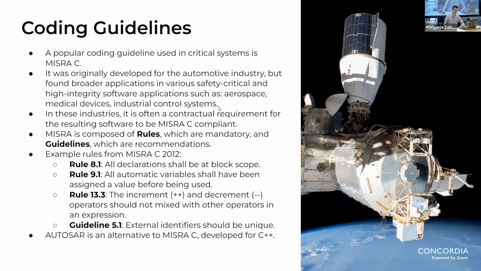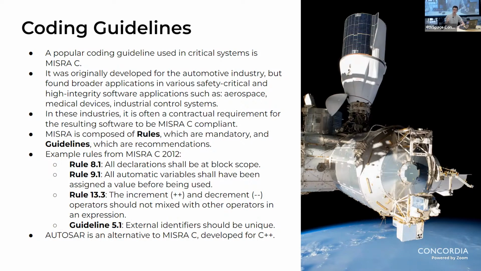So talking about coding guidelines, one very popular guideline used in critical systems is called MISRA-C. They're a set of guidelines that was originally designed for the automotive industry, but have found application in a bunch of different safety critical systems, such as automotive, industrial, aerospace. So all devices that you can't afford them failing. In some of these industries, following and being compliant with these guidelines is often a contractual requirement. So it's something that you'll have to enforce no matter what. So it's definitely a good thing to get familiar with.